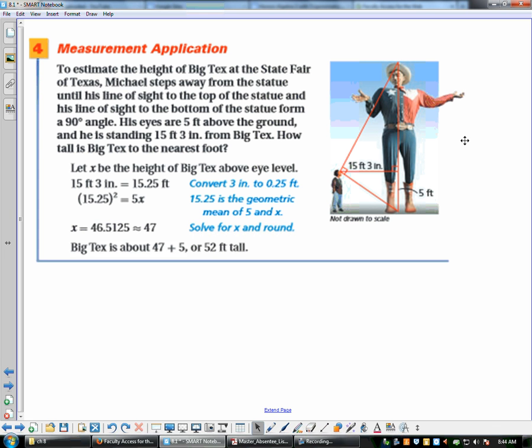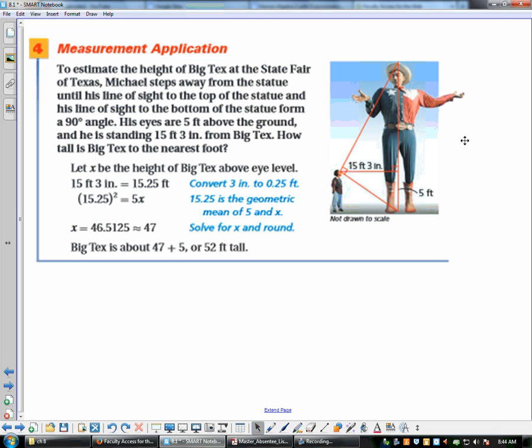What? No. Michael's eyes are 5 feet above the ground, so maybe he's like 5'3". He's 15 feet away. All right, let me finish reading. His eyes are 5 feet above the ground, and he is, were you thinking he was 15 feet tall? No, no. Michael is not to be confused with Big Tex.